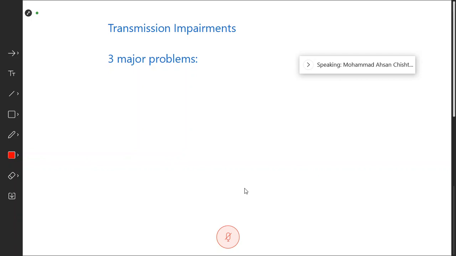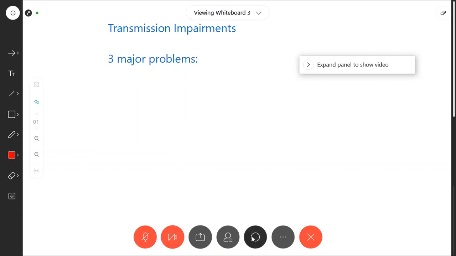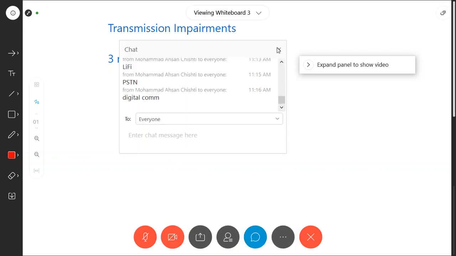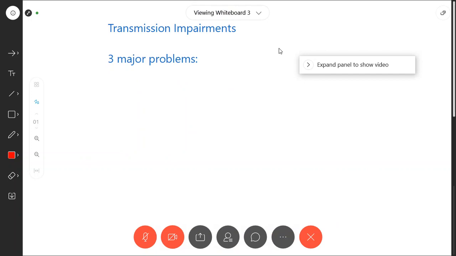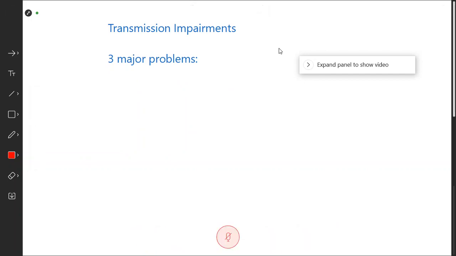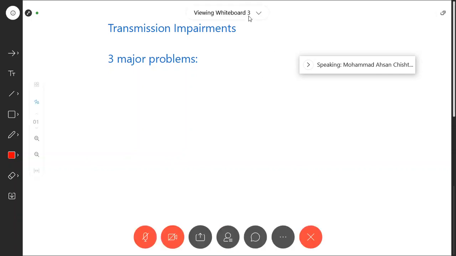Yes, I understand you have a class after this. So the third one is noise. I'll just end this up. Noise. So what is noise? Noise is basically some extra or unwanted energy while you are sending a signal from source to the transmitter. It can be at the source, it can be at the transmitter, it can be in between. Several types of noise are there.